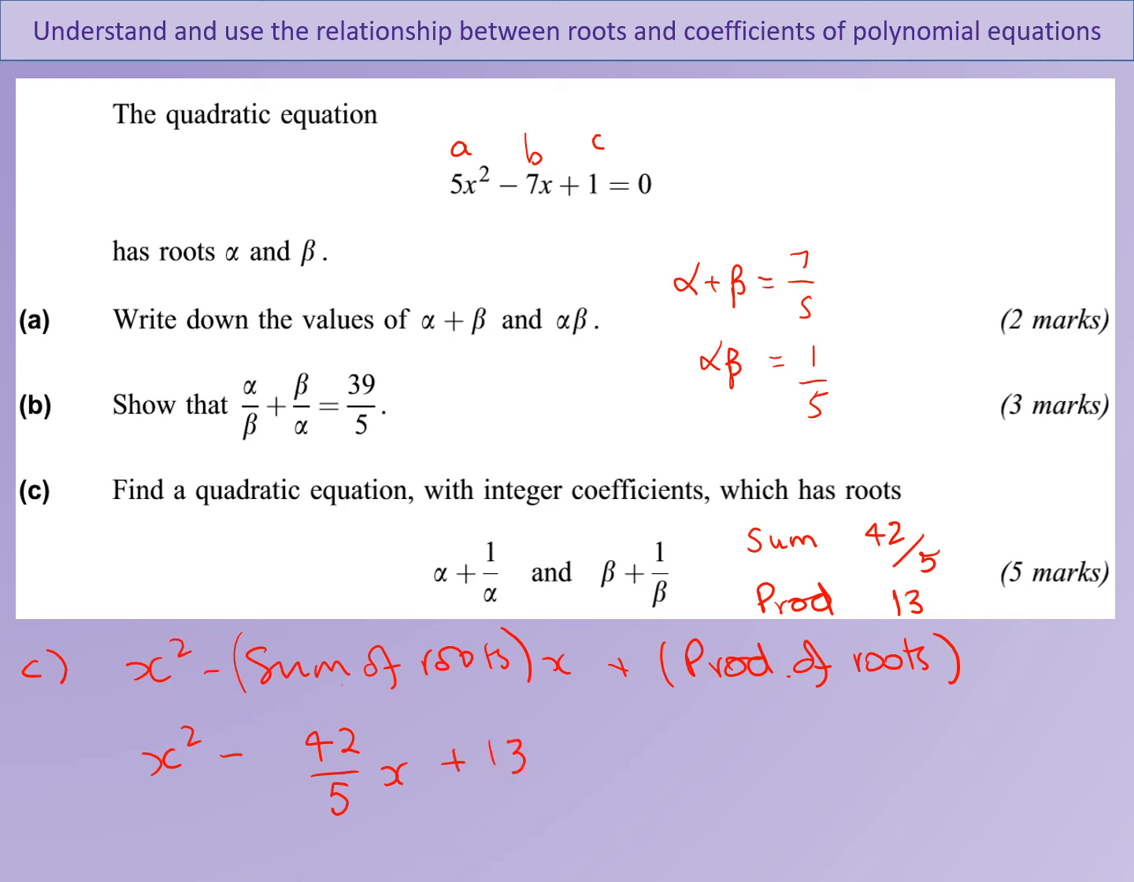And finally, we just need to make sure we have integer coefficients there. So if we multiply everything through by 5, that will give us 5x squared minus 42x plus 65 equals 0.